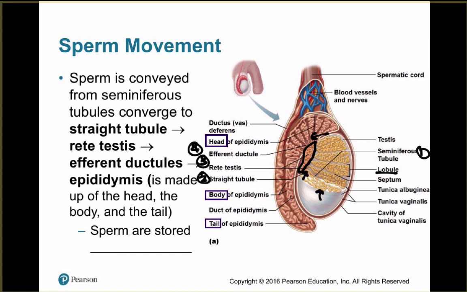Now, the epididymis is actually made up of 3 parts: a head, a body, and a tail. If you look at where the efferent ductules are, you'll notice that they come in contact with the head. So it's going to go from the head down to the body to the tail. Now the sperm are actually stored in the tail until ejaculation. They can be stored there for several months.